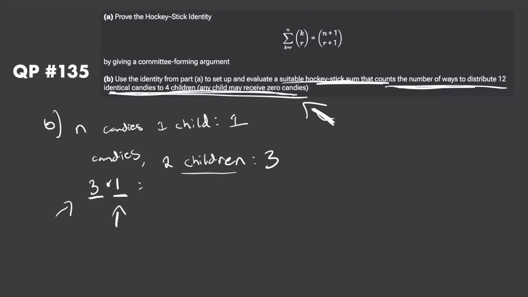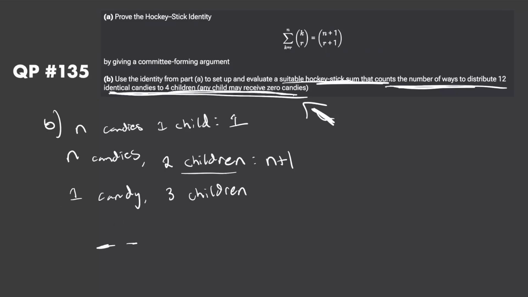When I have 3 candies and 2 children, well, then I'm going to have 4 options for my first child: 0, 1, 2, or 3. And then I'm going to give the remainder to my second child. So 4 options, right? For 3 candies, 4 options. Now you can see in general for n candies, I'm going to have n plus 1 different options for my first child, right? 0 through n. And then I'm going to have 1 for my second child because I'm just going to give them the remainder of the candy. So for n candies and 2 children, I'm going to have n plus 1 different ways to distribute them. Okay, so now we're working our way up.